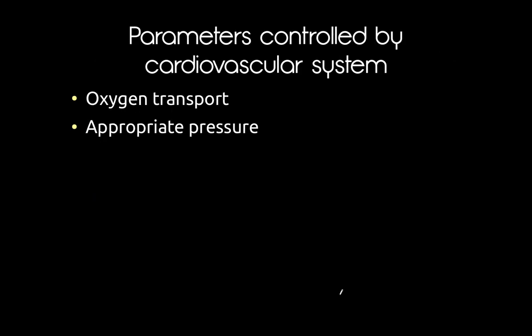So let's look at why we need to control the cardiovascular system in the first place. The parameters specifically that the cardiovascular system is trying to keep in tight regulation are two different things, principally. It needs to maintain appropriate oxygen transport. Primarily, this is appropriate oxygen transport to the brain. That's the most sensitive organ that we're going to be talking about. And so really, the cardiovascular system needs to maintain this appropriate oxygen transport.